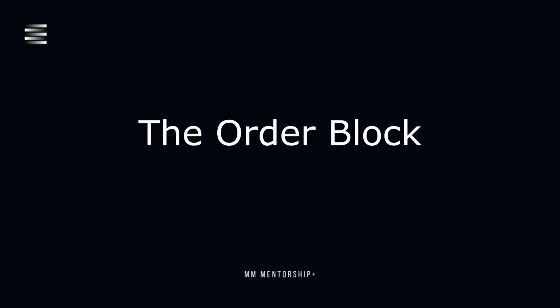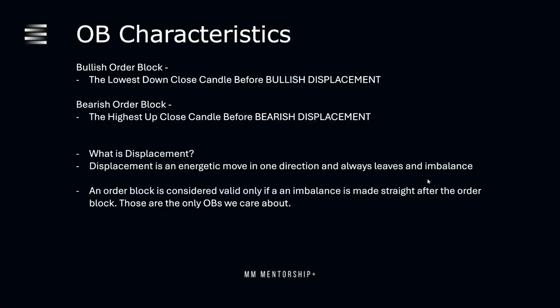Now, the next array we are going to cover is the order block. This will probably be most people's favorite episode, right? So, OB. A bullish order block is characterized by the lowest down close candle prior to bullish displacement. And the opposite is true for a bearish order block: the highest up close candle before bearish displacement.